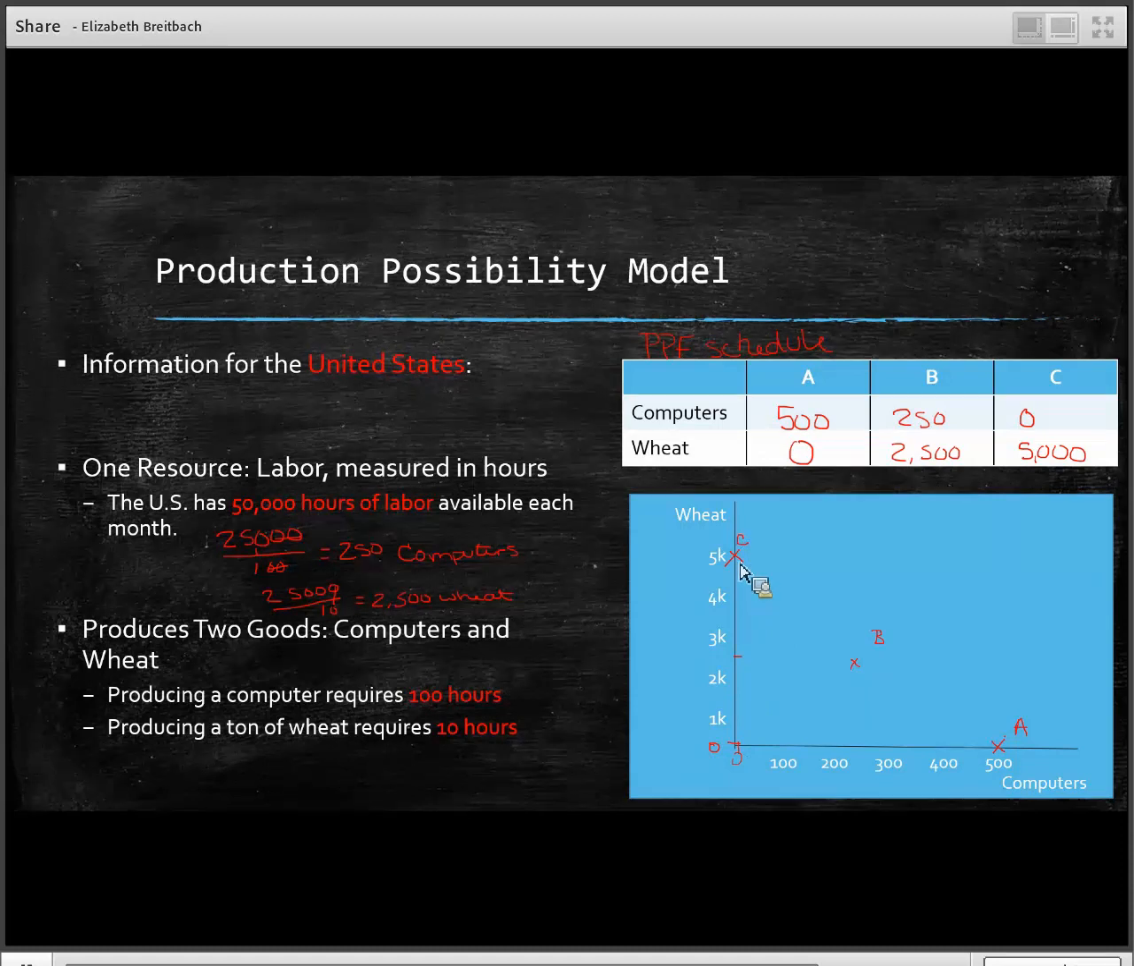All right, so now I have my points A, B, and C, and I could calculate more along the way. What if I spent 75% of my time producing computers and 25% of my time producing wheat, and vice versa? I could build more points within this production possibility frontier. I'm not going to do it in the interest of time, but just note that you could. Any combination in which you're producing computers and wheat so that it adds up to 50,000 hours of labor is going to fall on this production possibility frontier.